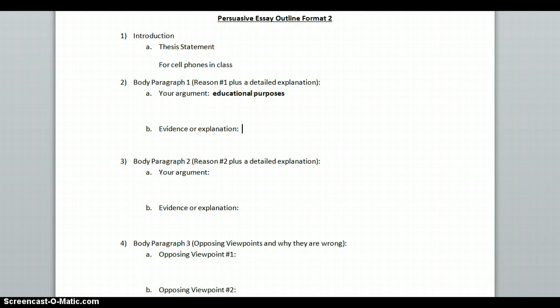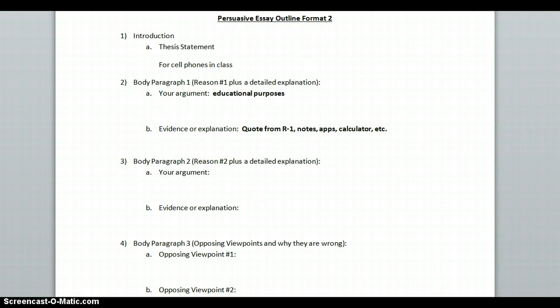Here, if I were doing this format, I would write maybe quote from resource 1 if I had a quote from resource 1, or I would maybe list the educational purposes: notes, and apps, calculator. Okay, now when I actually write this paragraph, I'm going to say one reason cell phones should be allowed in class is for educational purposes. There are many educational purposes, and then I would maybe write my quote out and write down all the different educational purposes and how they could be used.